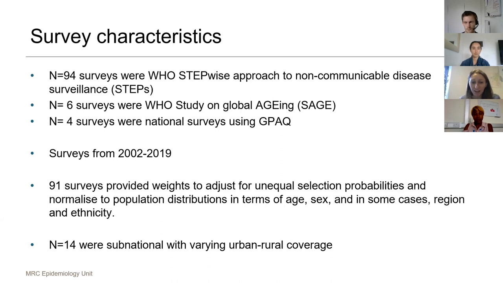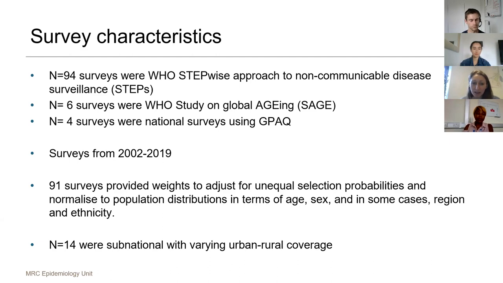So that explains why we don't have GPAQ data from most of Europe, but we do from a lot of African and Southeast Asian countries, particularly. So 94 of 104 surveys came from that STEPS program. Six came from another WHO program called SAGE, which is very similar, but has a slightly more focus on older adults. And then four surveys were national surveys that did happen to use the GPAQ as their questionnaire. Off the top of my head, they were Brazil, Chile, USA and Korea, and the US and Korea were particularly useful because, as high income countries, we didn't have so many of them in our data sets, so it was nice to be able to add them in.